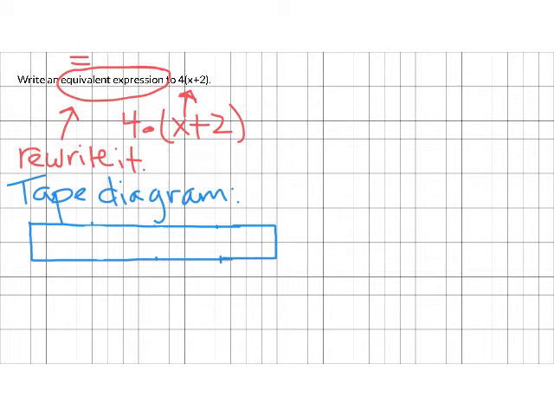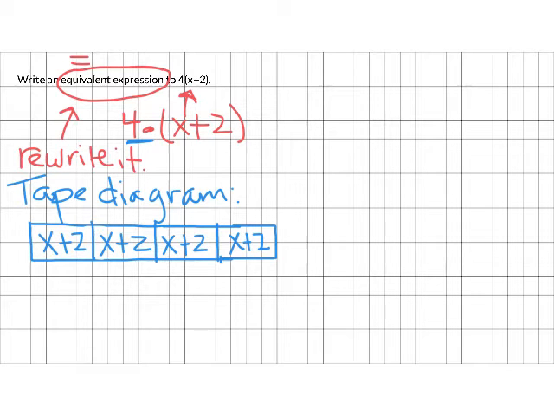So I've drawn out a rectangular model here, and because it's 4 times x plus 2, I'm going to break it into 4 pieces. And then each piece I'm going to label as x plus 2. So some unknown quantity plus 2, and that's happening 4 times. Now, I've just been asked to rewrite this, so I have not been told that this equals anything. Not going to do that part.